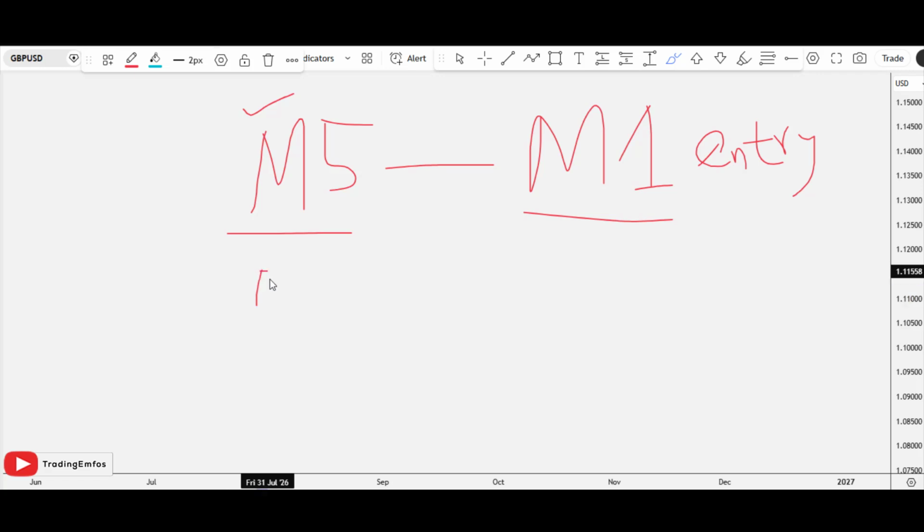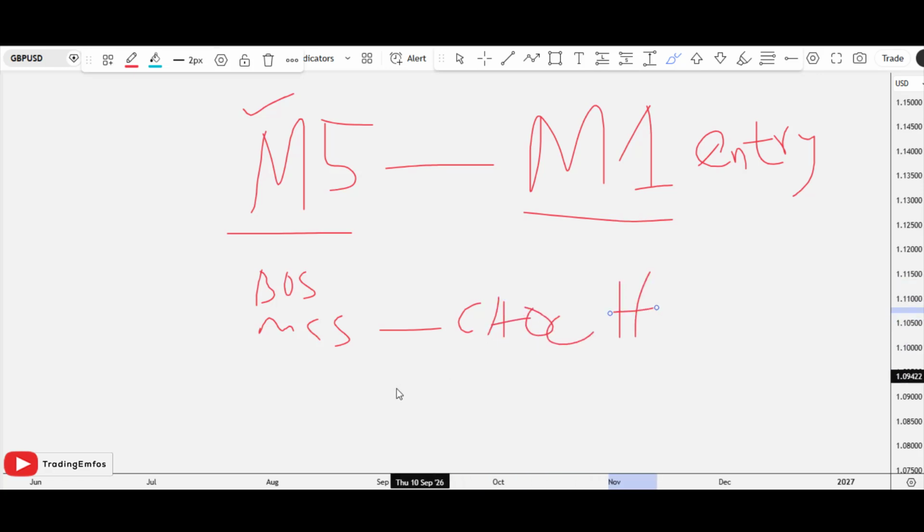Some of the entry confirmations I use: BOS is one of my entry confirmations. I use market structure shift, which is also called change of character. I use the bullish engulfing bar as one, and I also use the bearish engulfing bar as my confirmation. Or I wait to see a very strong rejection candle.